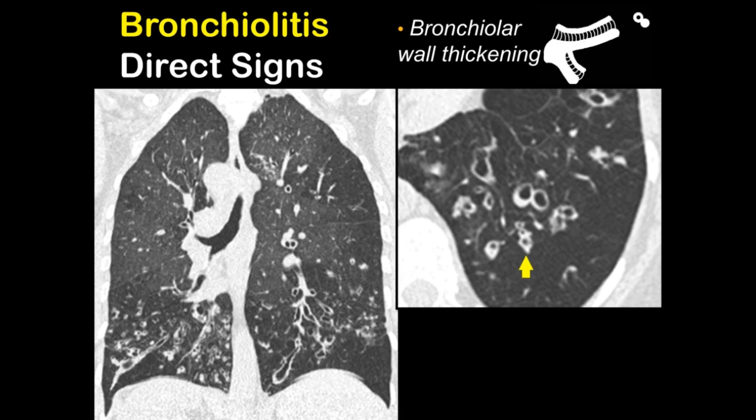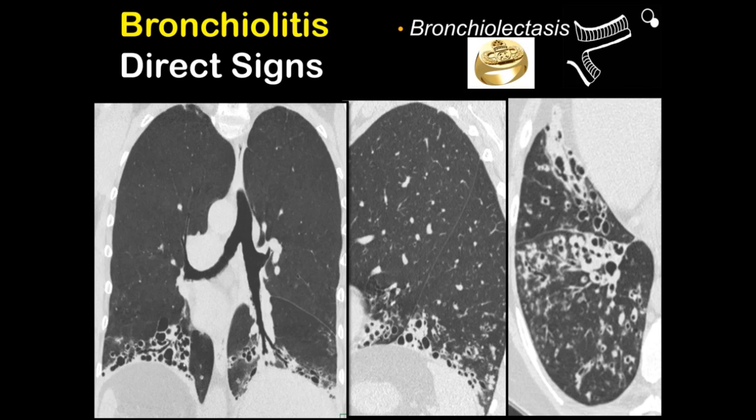I'm going to show some examples of direct signs. Here we have a coronal and an axial view of a patient with Kartagener syndrome, where we can find bronchiolar wall thickening and some small centrilobular nodules and some mucus impaction. We can also notice in the left lower lobe areas of air trapping with diminished vascularity.